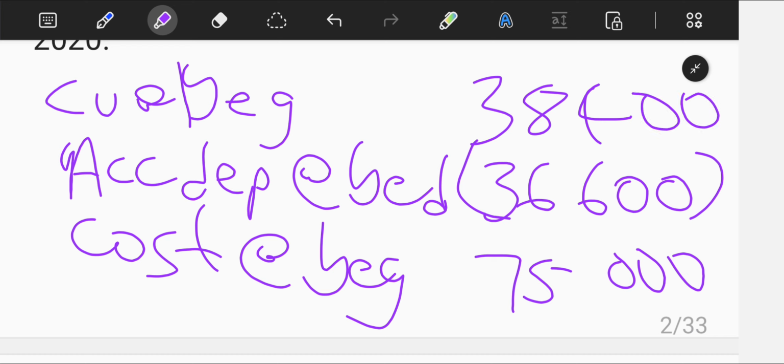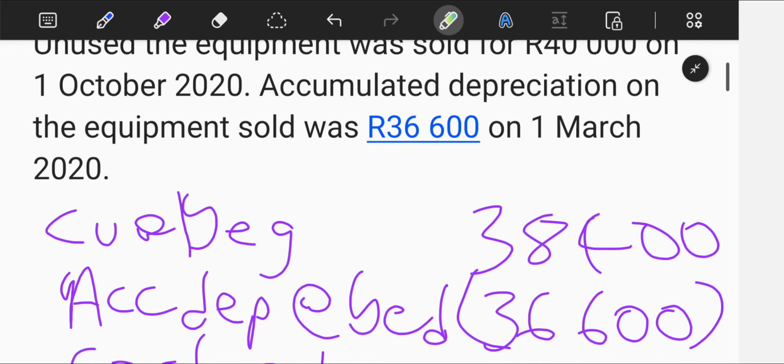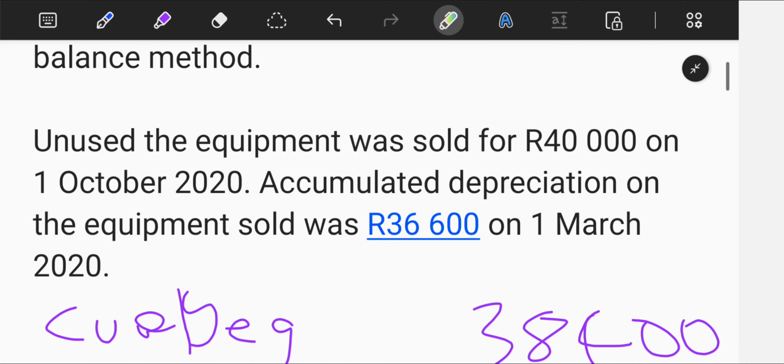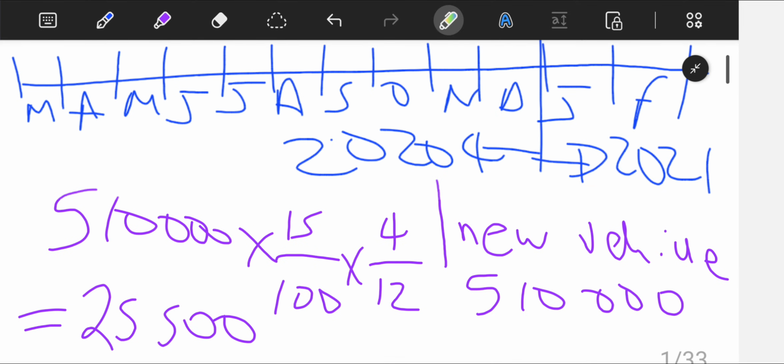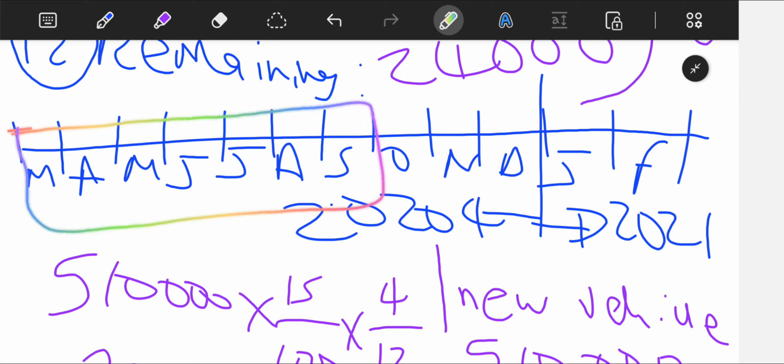Why do we need carrying value at the beginning? Because we need to calculate depreciation for this asset that has been sold. Before we sell it, we have used it until 1 October. We have used it from the beginning until 1 October. So meaning that we have used it for 1, 2, 3, 4, 5, 6, 7 months. We have used it for 7 months before we sell it.